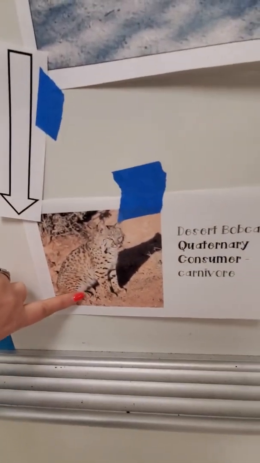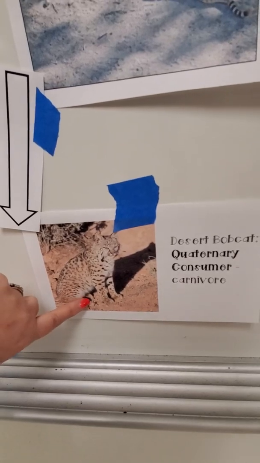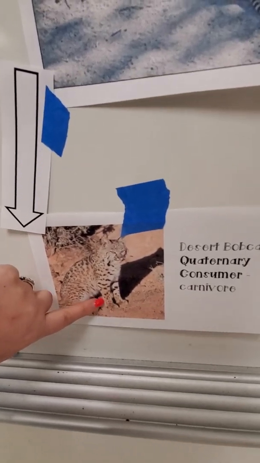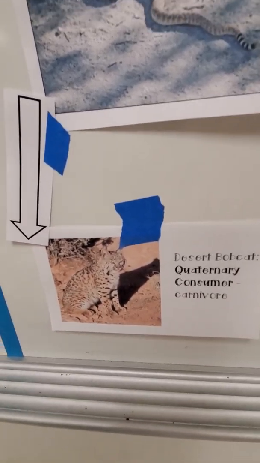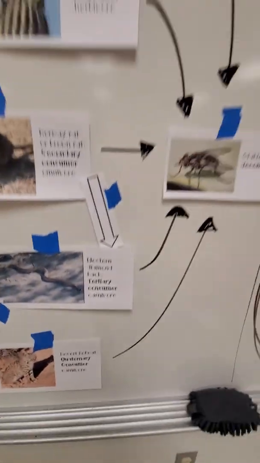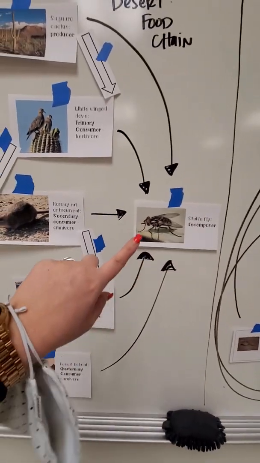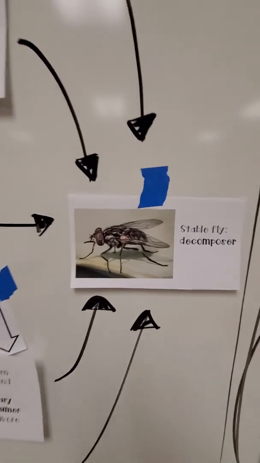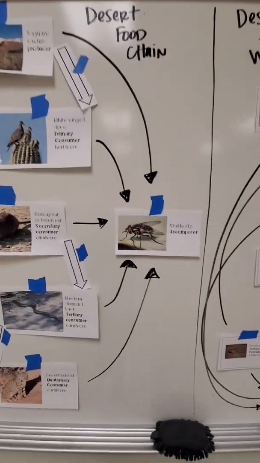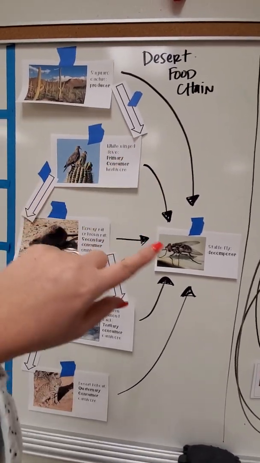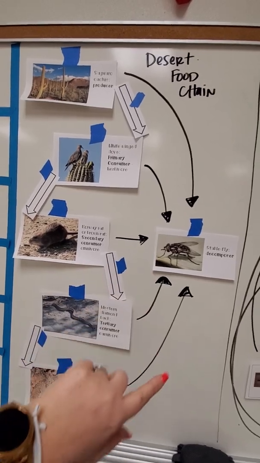And then I added a quaternary consumer. You do not have to have this. I just thought it would be fun to have a bobcat in there. It's also a carnivore. Now, if I zoom out a little bit, you can see that I still have my decomposer, my stable fly, that breaks down all of these organisms when they die, right? Whether it's a plant or an animal.